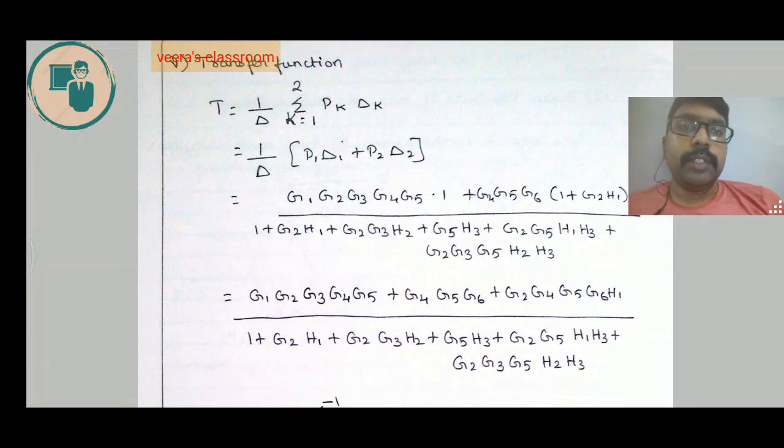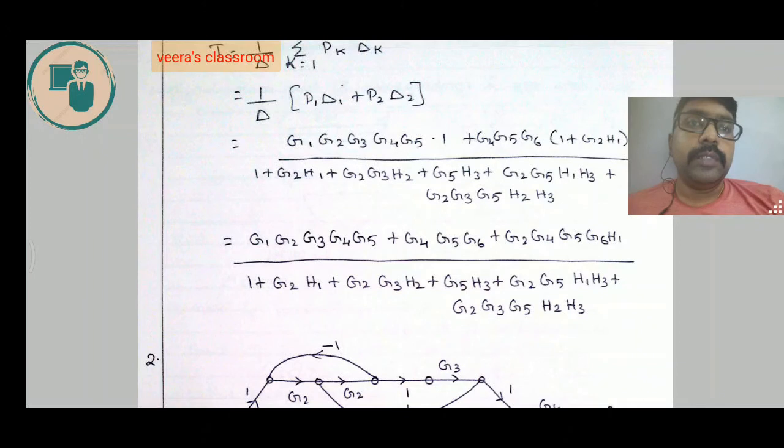Substituting the value of p1, it is g1, g2, g3, g4, g5. The value of del 1 is 1, so it is multiplied by 1. And the value of p2 is g4, g5, g6, and the value of del 2 is 1 plus g2h1. So it forms the numerator.